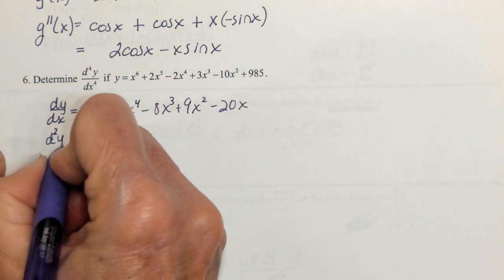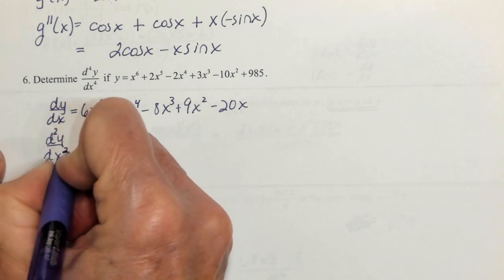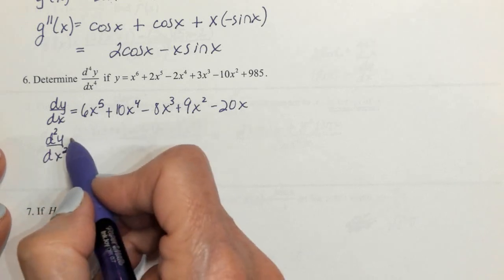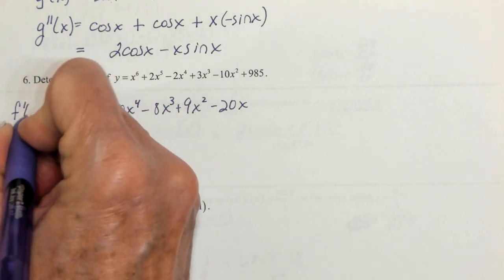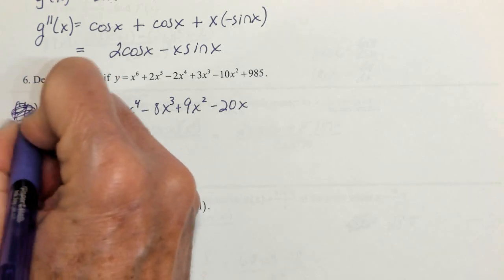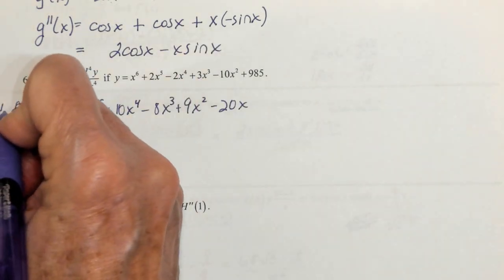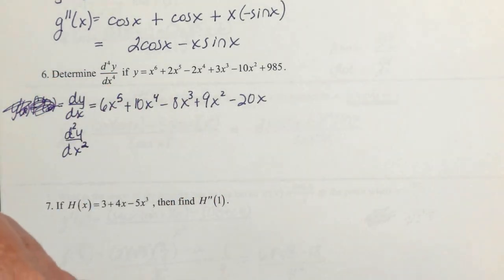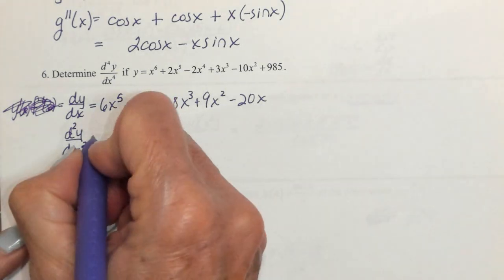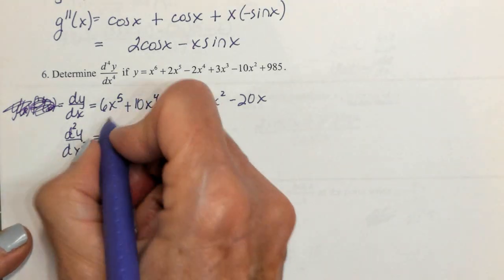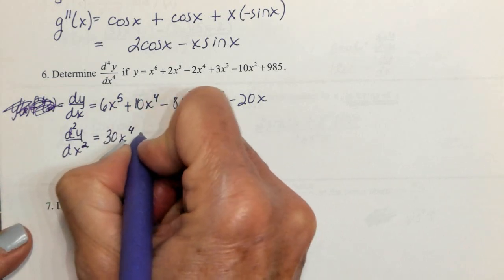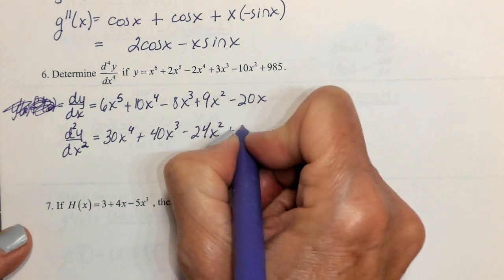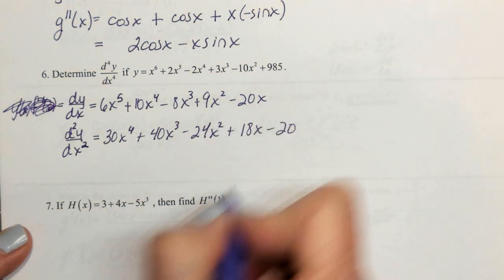Now we're going to find the second derivative. Since they gave me Lagrange notation, I'm going to use Lagrange notation, but you could totally just, well, I wouldn't say f, there's no f, maybe y prime. You could use y prime if you prefer, okay? But I want you to get used to using all of the notations. All right, taking the derivative of each piece now, we have 30x to the fourth plus 40x cubed minus 24x squared plus 18x minus 20.